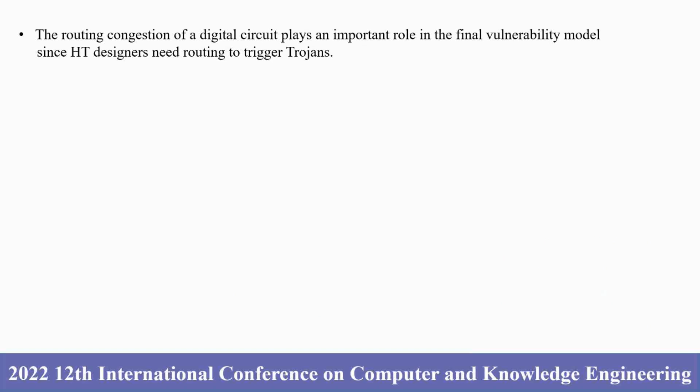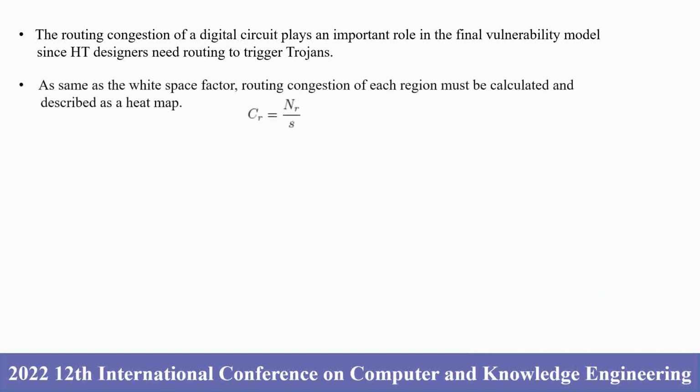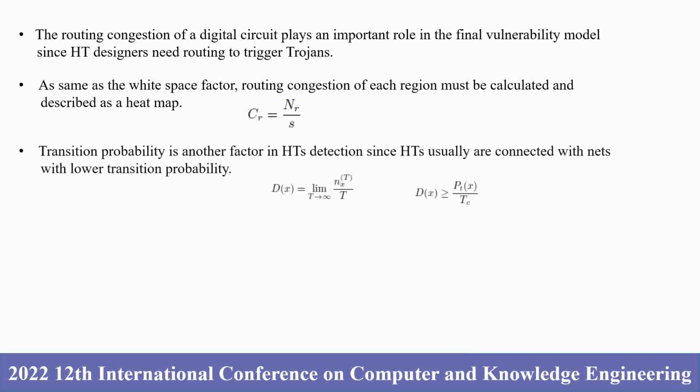The next factor is routing congestion. The routing congestion of digital circuits also plays an important role in the final vulnerability model because the hardware Trojan designers need routing to trigger the Trojan in the circuit, right? Same as the white space factor, routing congestion of each region must be calculated and described in a heat map. So we define this equation to count and calculate the routing congestion, the number of routing and the routing congestion.